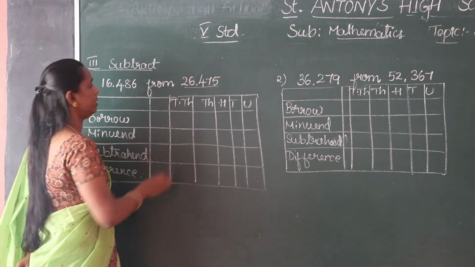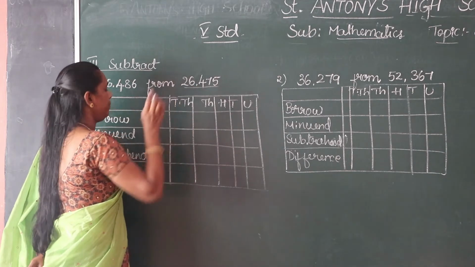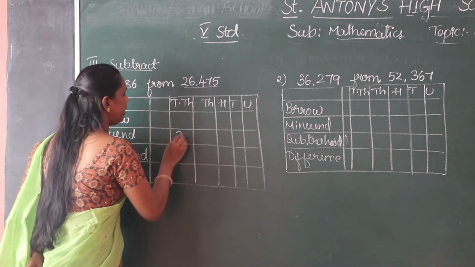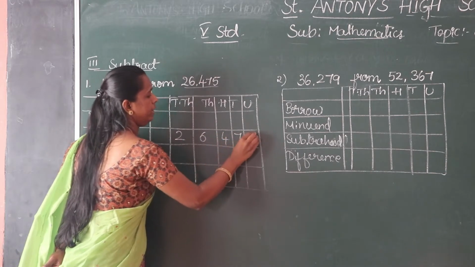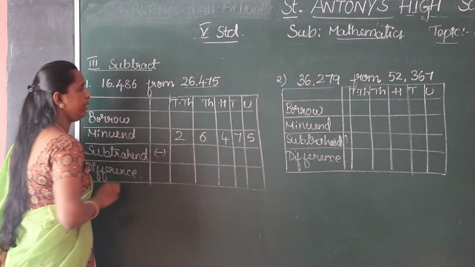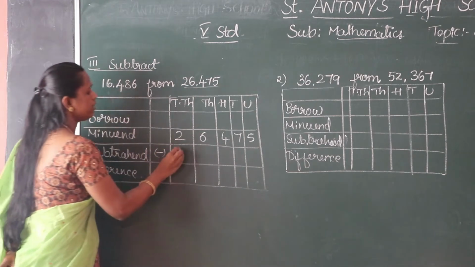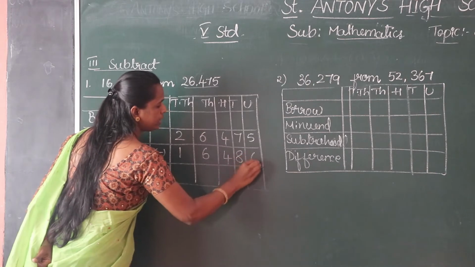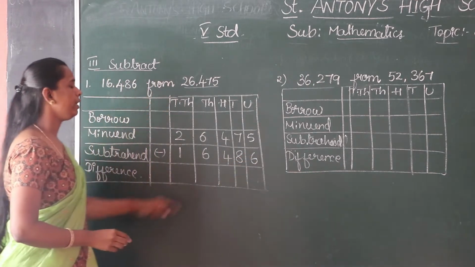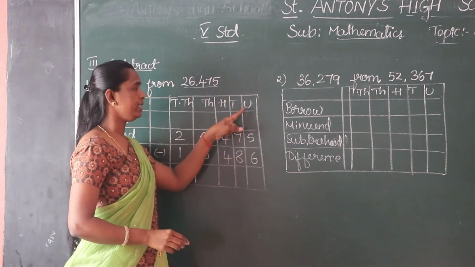26,475 is the given number. It is called the minuend. So write 26,475, write down the minus symbol, and then subtract 16,486. See children, 5 minus 6, it is in the unit place.